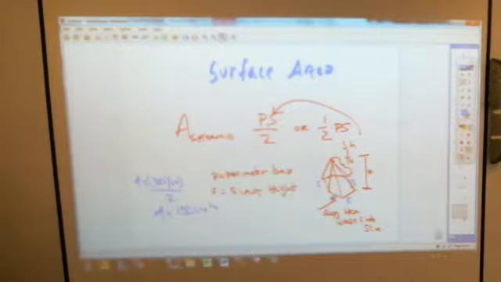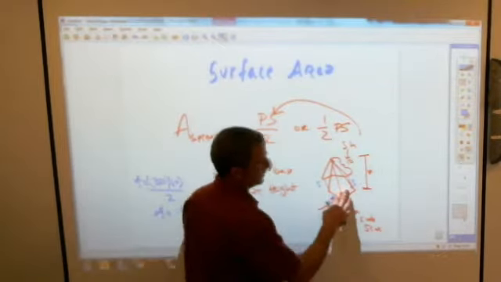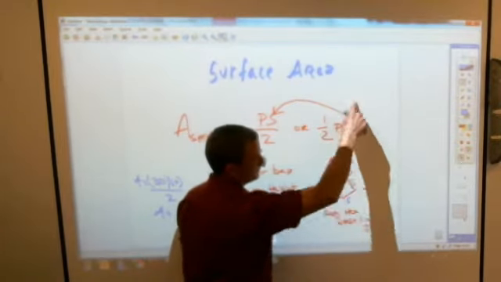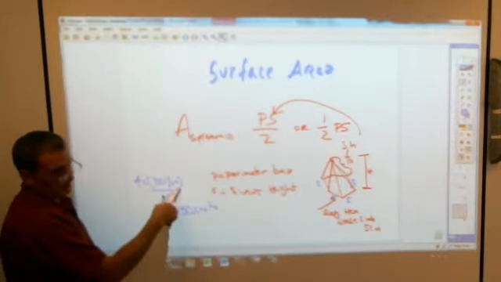Should we go into why that is, or do you just want to accept it? Why do you cut it in half? Do you think you can figure out why? What shape is every side? Triangles. What do you do with triangles? Cut them in half. And that's why it's half. Otherwise, if they weren't triangles, it would just be a regular prism, and it would be perimeter of the base times the height. That's the lateral surface area.